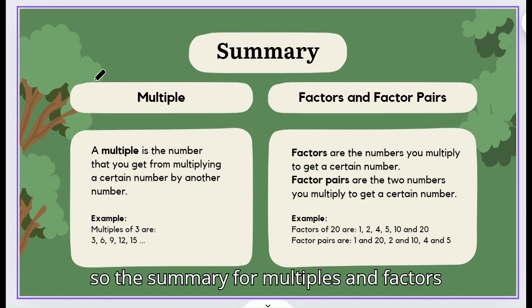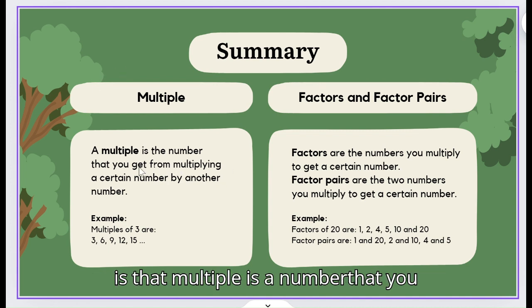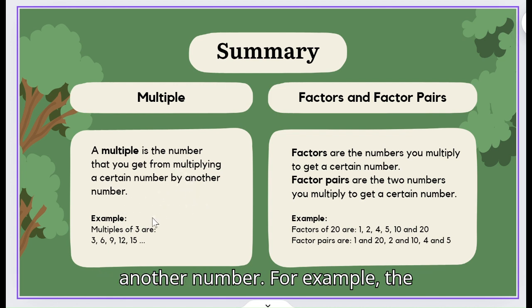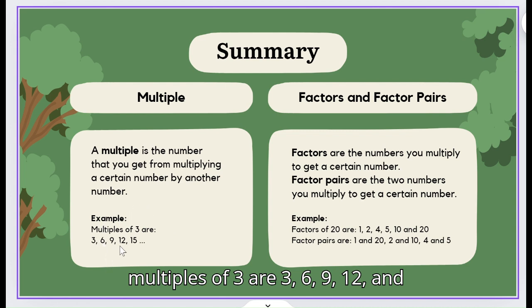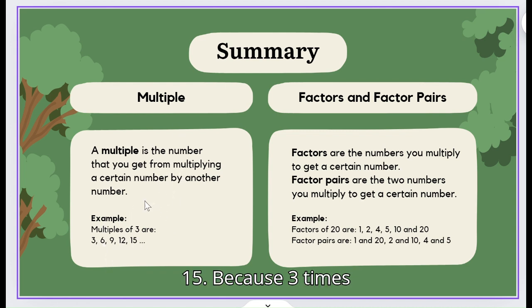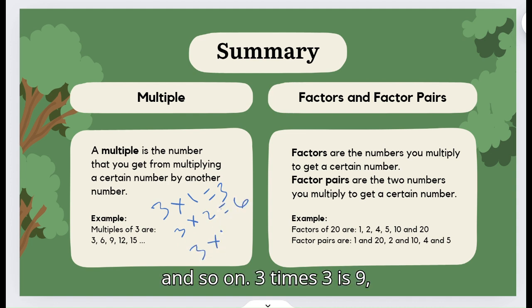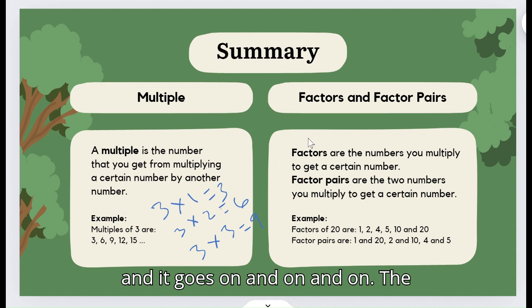So the summary for multiples and factors is that a multiple is a number that you get from multiplying a certain number by another number. For example, the multiples of 3 are 3, 6, 9, 12, and 15. Because 3 times 1 is 3, then 3 times 2 is 6, and so on. 3 times 3 is 9, and it goes on and on.